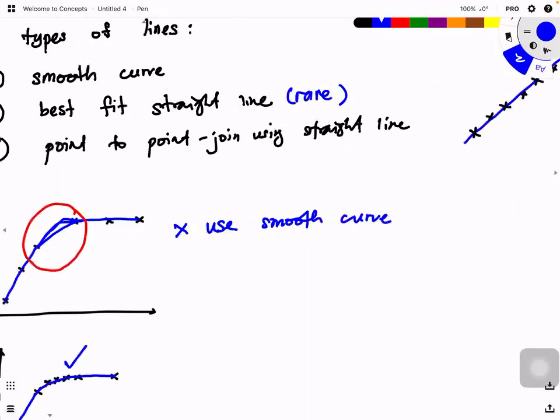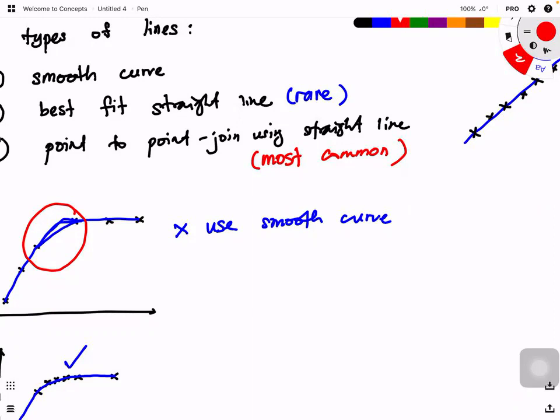Then the last one, point-to-point joining using a straight line, is the most common one. It is the most common type of graph we're going to plot. With this one you have about a 95% chance of getting it correct. So if you are not sure whether to use smooth curve or point-to-point, play it safe: point-to-point joining using a straight line.